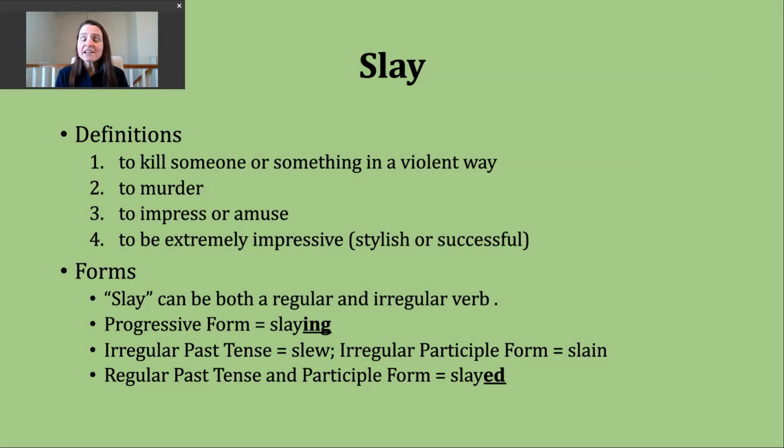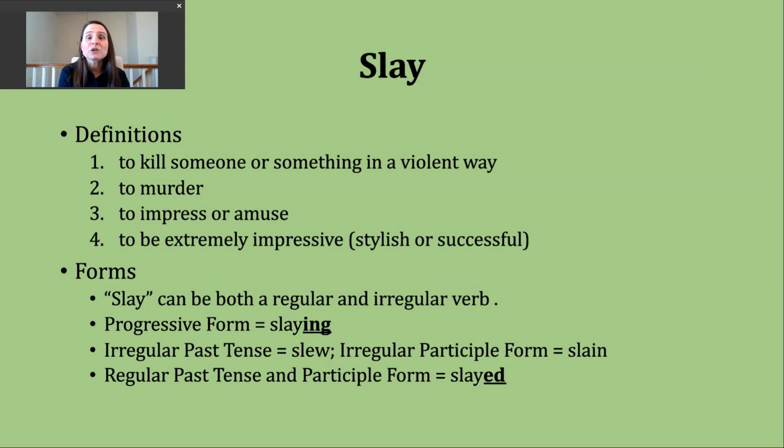Now, this verb slay is pretty interesting because it can be both a regular and an irregular verb. Our progressive form of this is always going to stay the same. We're adding ing to the end of this verb, and the reason for that is the a and the y together are making a vowel sound. So this is not our normal consonant-vowel-consonant ending. So we never really double a y. The progressive form, I would say, pronounce it as slaying.